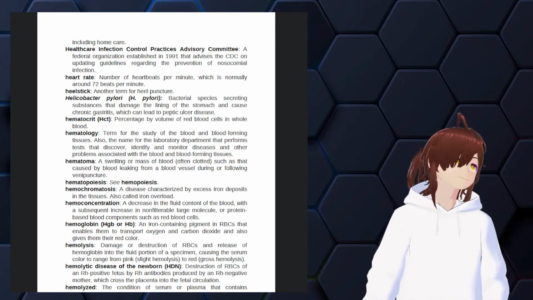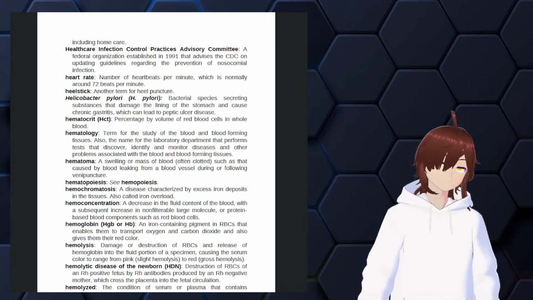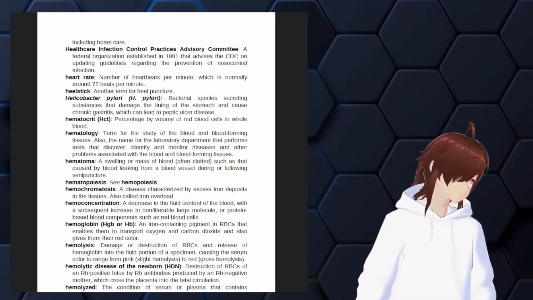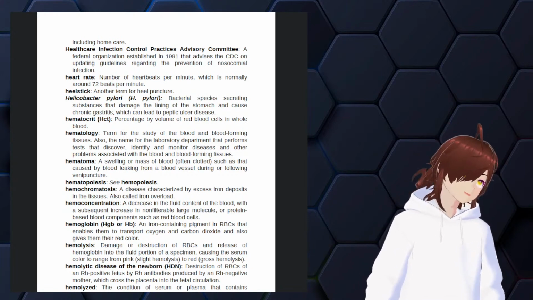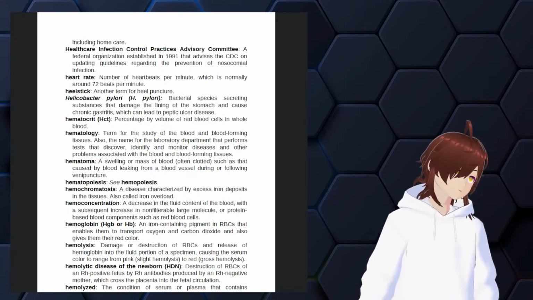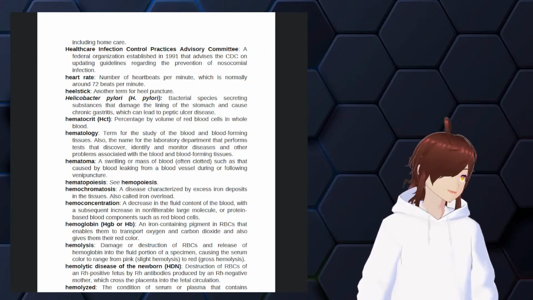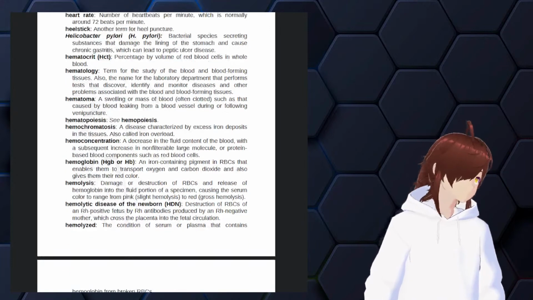Hemolysis, damage or destruction of RBCs and release of hemoglobin into the fluid portion of a specimen, causing the serum color to range from pink, slight hemolysis, to red, rose hemolysis. Hemolytic disease of the newborn, HDN, destruction of RBCs of an Rh-positive fetus by Rh antibodies produced by an Rh-negative mother, which cross the placenta into the fetal circulation.